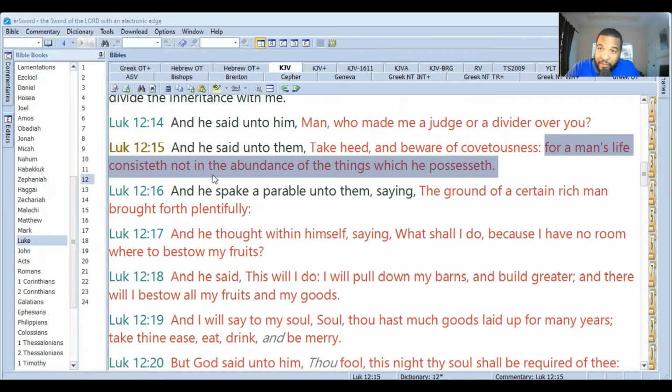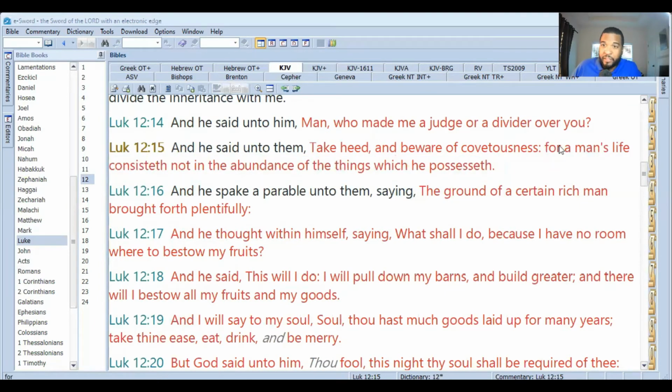What is success to you? If you believe that success is the ability to obtain an abundance of things, you don't even have life. It just says a man's life does not consist in the abundance of things. You want to see what the word consist means?